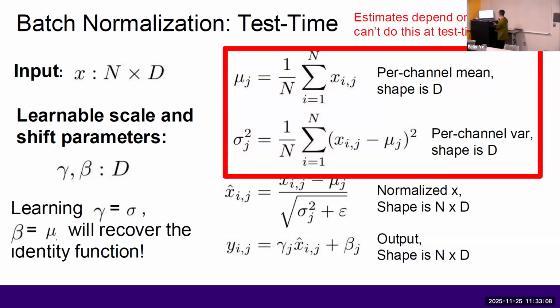This is very important. The per-channel mean and per-channel variance are estimated depending on the mini-batches, so you cannot do that at test time. That means these means and variances are all pre-computed from training, and you cannot modify that part.